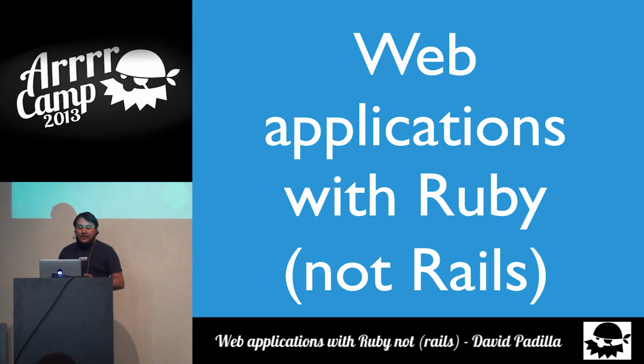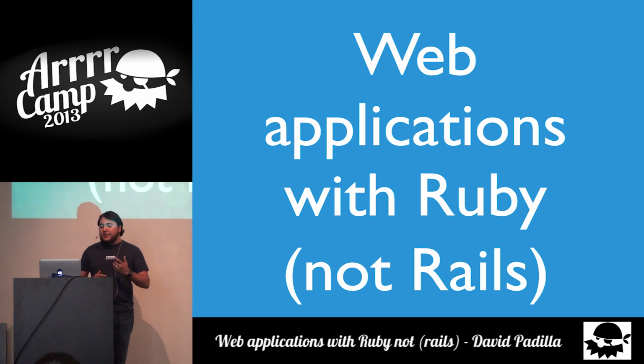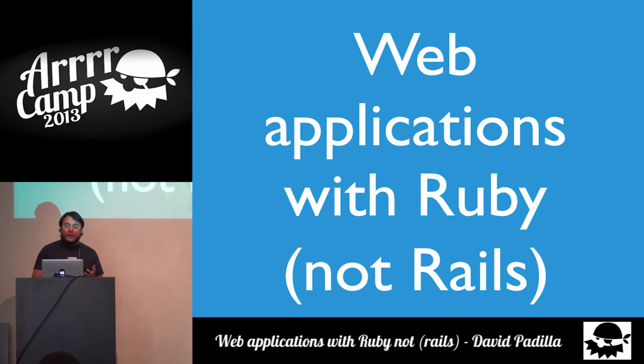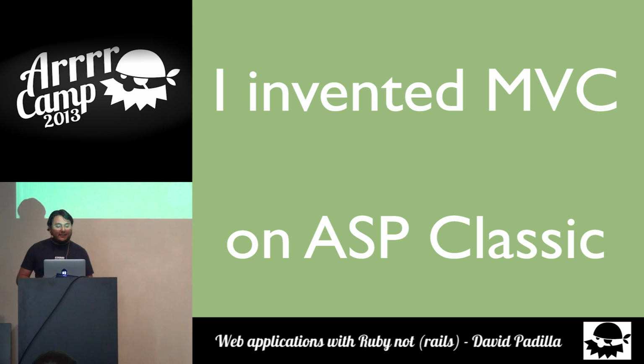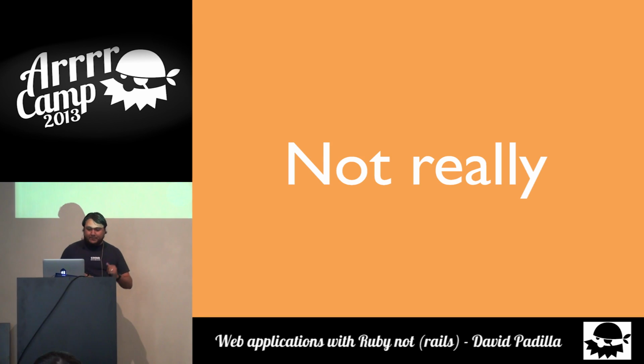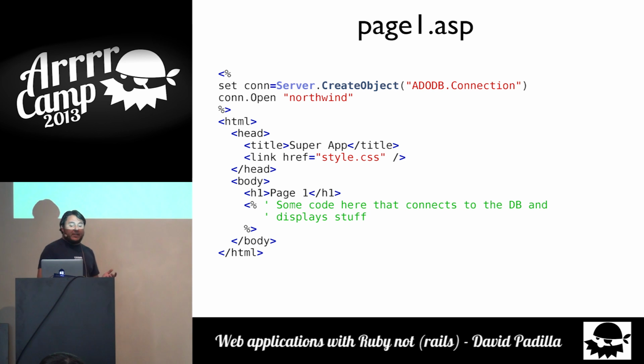But enough of that, back to the actual talk and why we're here. Web applications with Ruby, but not with Rails. First, I want to give you a little history of what I do and how I got where I am right now. I invented MVC on ASP Classic. Well, not really, but a while ago when I started programming, I was actually using ASP. That was like my first weapon of choice.